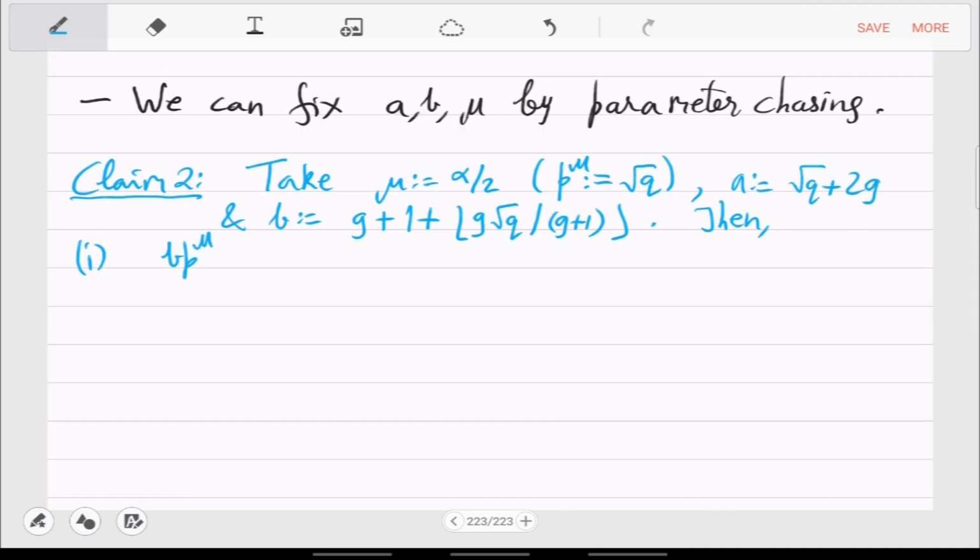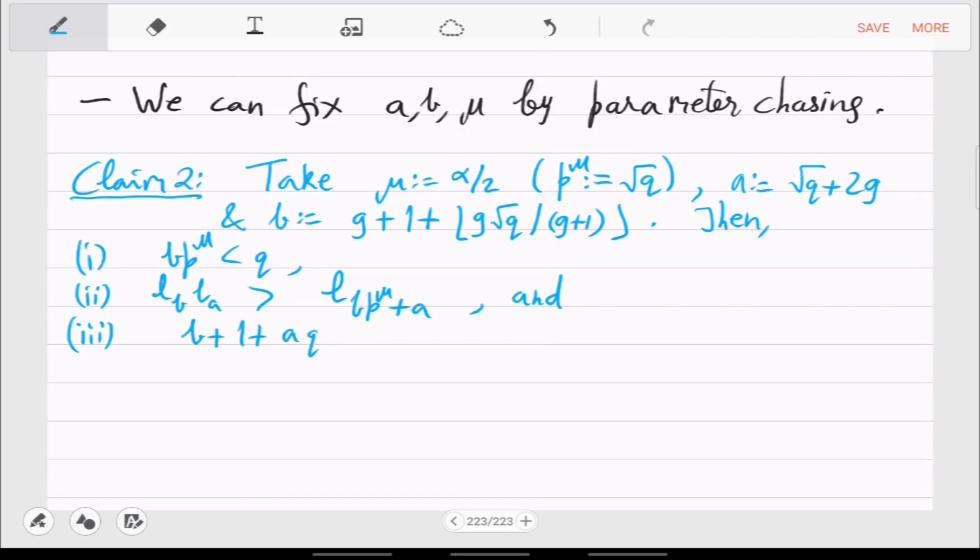So these are the conditions that will be simultaneously satisfied. Q is bigger than BP mu, LB, LA is big, and finally this bound B plus 1 plus AQP minus mu, this is smaller than Q plus 1 plus 2G plus 1 square root Q. Okay, so this is the fixing.